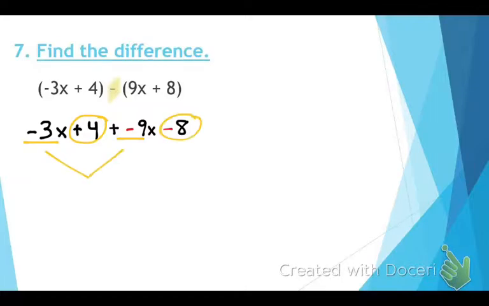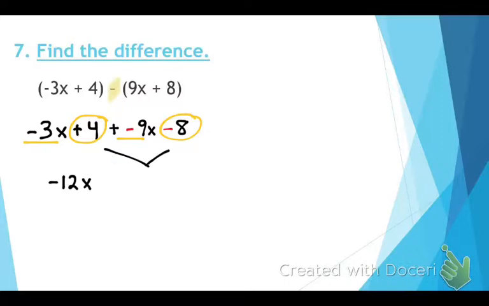Girls, what is negative 3x plus negative 9x? Same sign, add the numbers, keep the sign. 3 plus 9 is 12. Keep the sign, which is a negative. If yours doesn't look like mine, erase your boards and fix it.